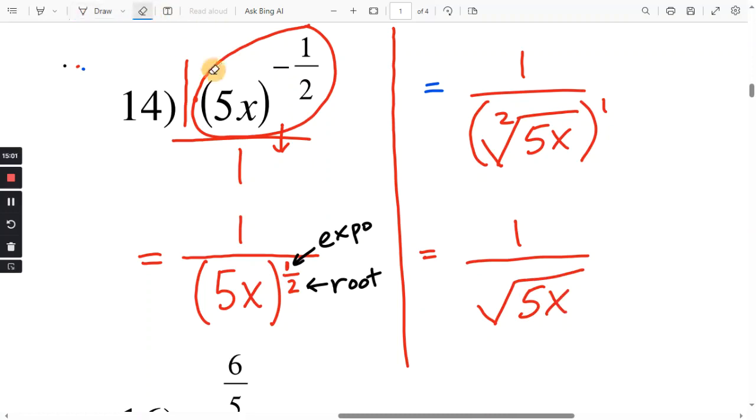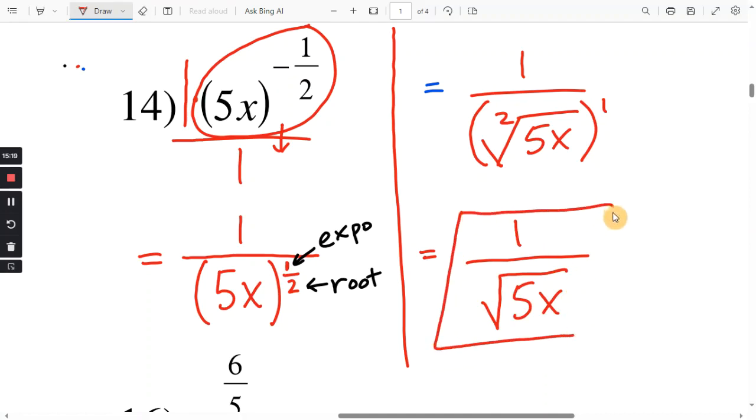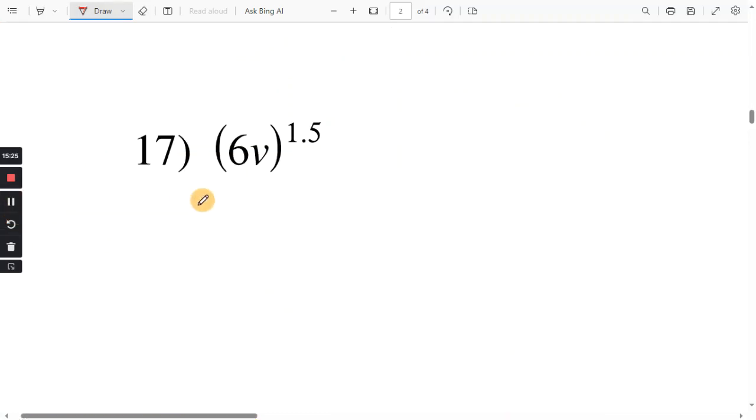It's just 1 over radical 5x. And that is because second root, you don't need the number. First power, you don't need the exponent. That's it right there, 1 over radical 5x. Number 17, I'll give you a quick hint. Instead of 1.5 as the exponent, you can change that to a fraction. 1.5 is the same as 3/2, and then go from there.